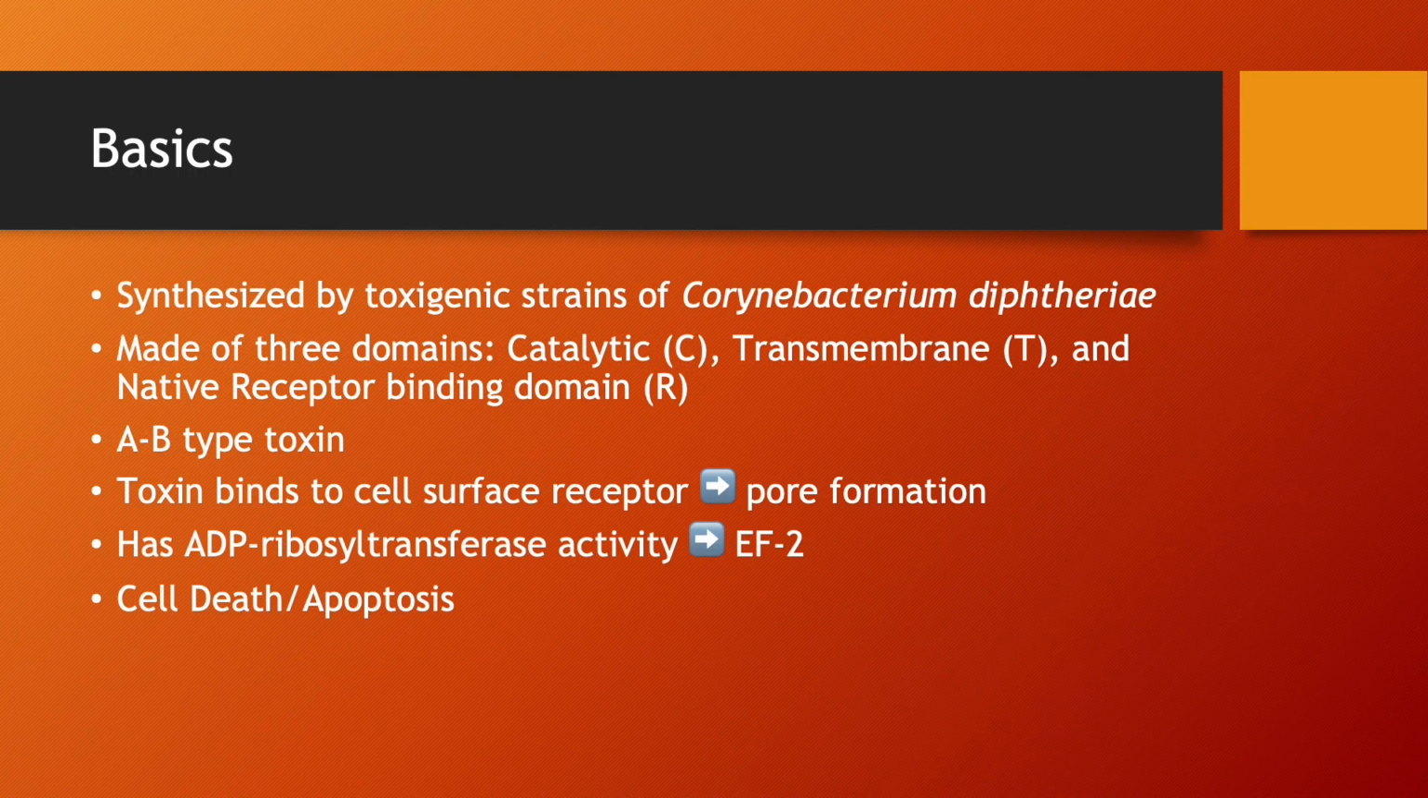Alrighty, so a quick overview of the basics of diphtheria toxin. It is synthesized by toxigenic strains of Corynebacterium diphtheriae, which is the cause of the disease diphtheria. However, only the toxigenic strains encoded by a prophage produce the diphtheria toxin. It's made up of three domains: catalytic, transmembrane, and native receptor binding domain.